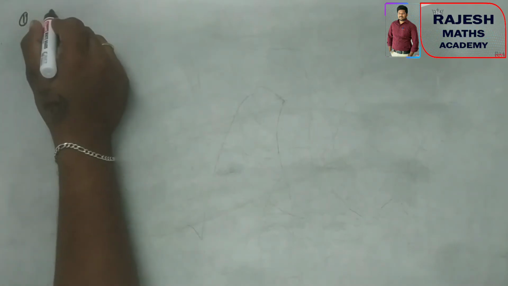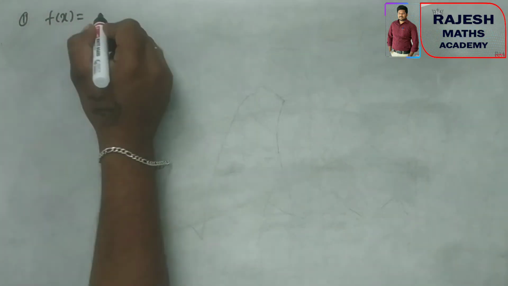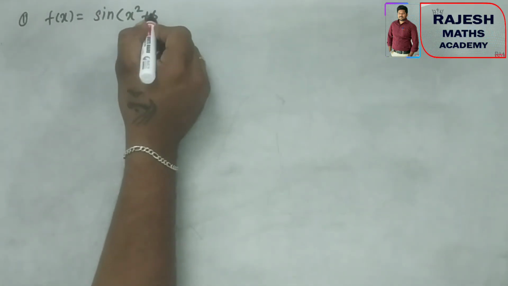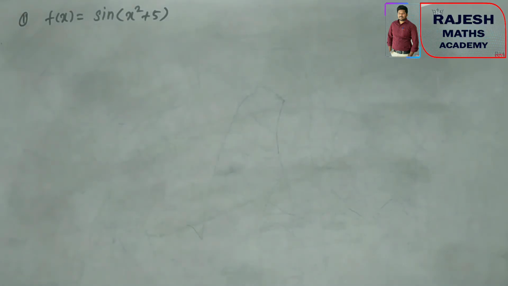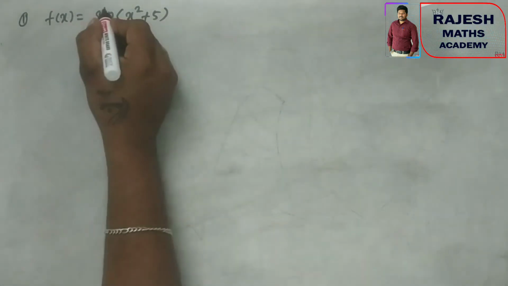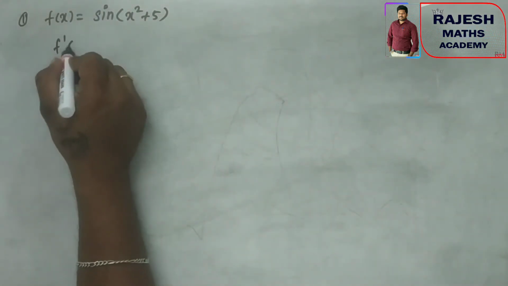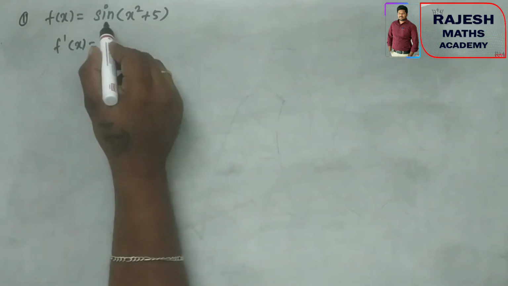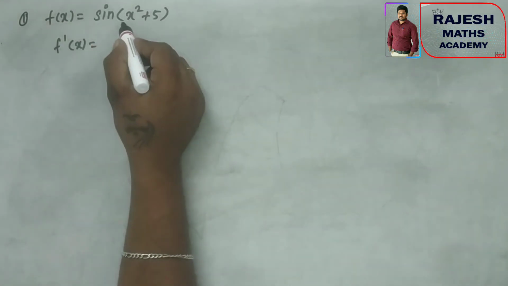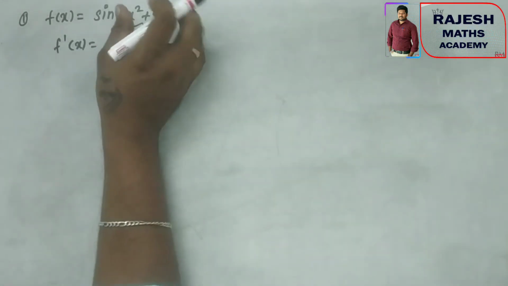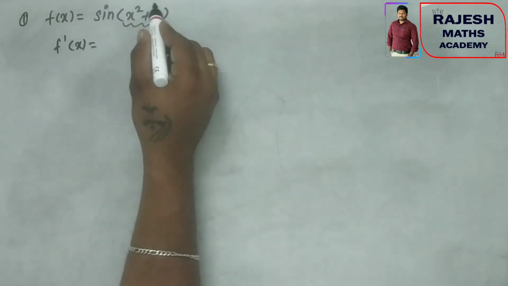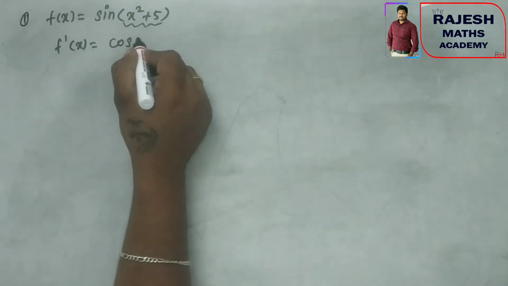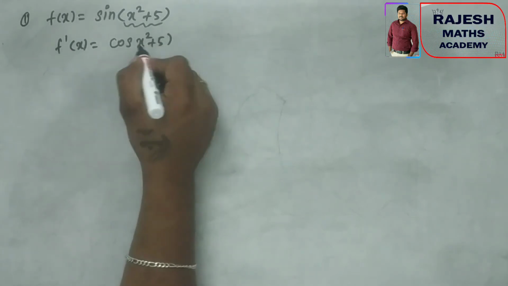Exercise, first question. So what is given? For example, I am taking f of x equals sin of x square plus 5. I am going to differentiate this function. We are going to apply the chain rule now. To find f dash of x or dy by dx, first differentiate the sine function, whatever may be in the place of x, don't consider, no problem. Differentiation of sin x equal to cos x, so cos of x square plus 5.